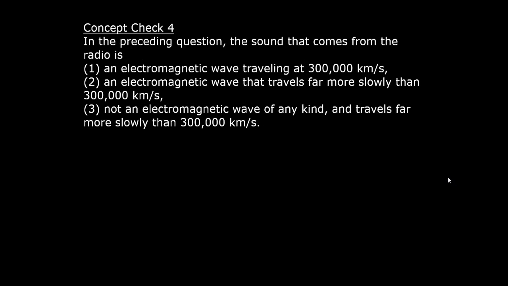Okay, another one. This is easy. Come on, let's vote. What comes from the radio? The radio has a speaker. What kind of wave does a speaker produce? A sound wave, right? So the sound that comes from the radio is produced by a speaker. It's not light, it's a sound wave. And as you know, sound travels much, much slower than light.